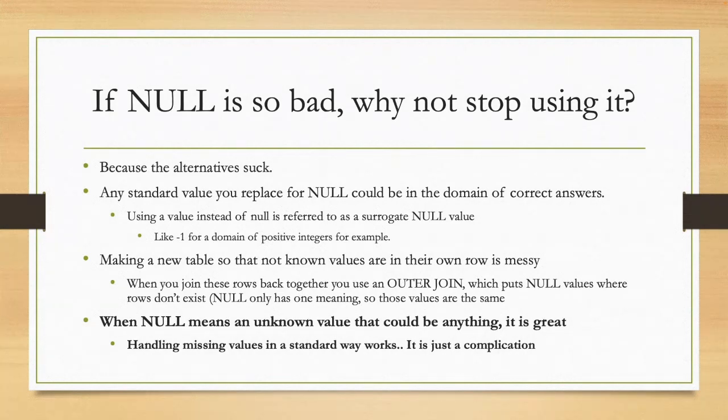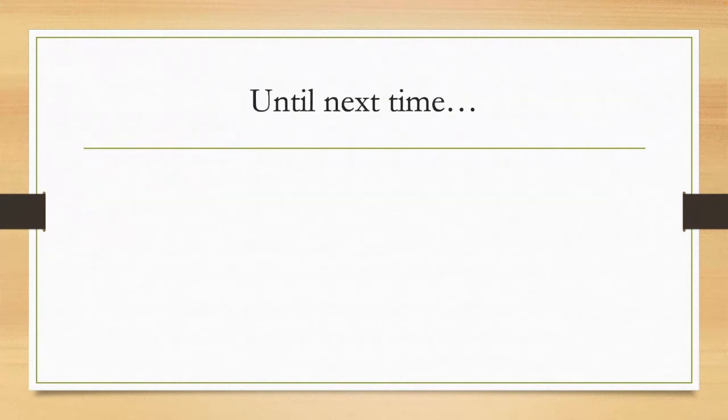So when null has a meaning, when null means an unknown value that could be anything, it's great. It actually works really well. It's just saying it is a nothing value, a blank value, where it gets complicated. And then handling these missing values in a standard way is just something you're going to do whether you're doing it with one table or 10 tables, whether you're using outer joins or it's in the table. You're going to have to deal with it one way or another. So it's what we have, and it works well enough.